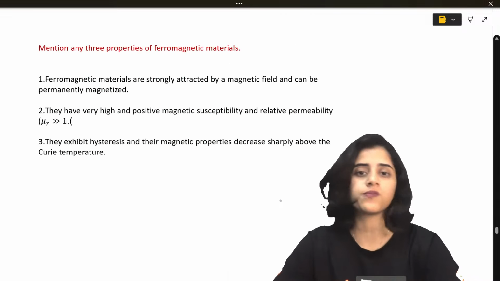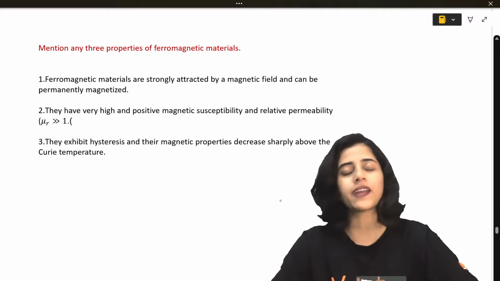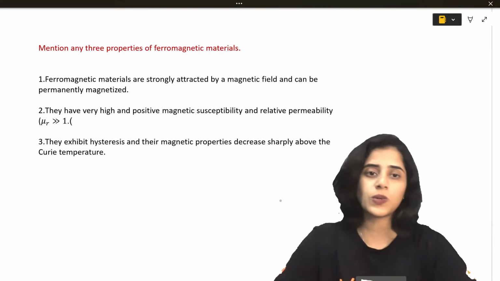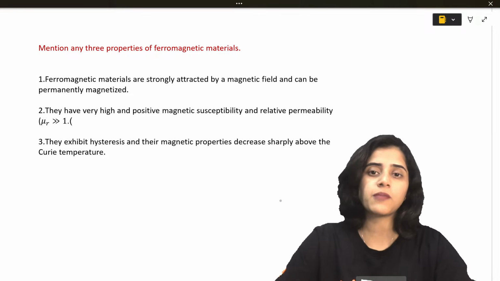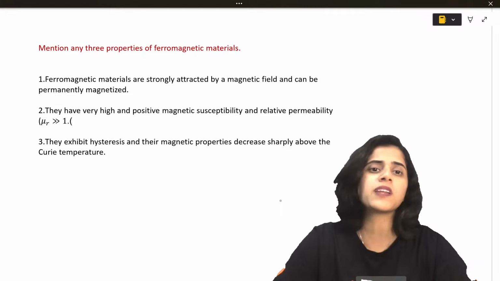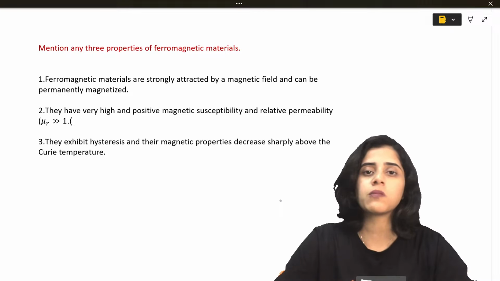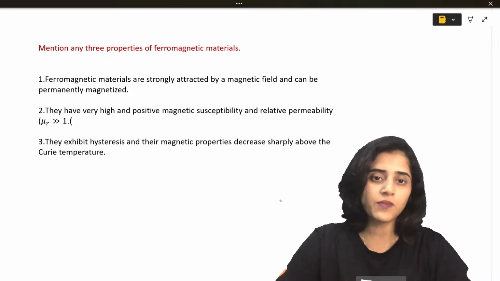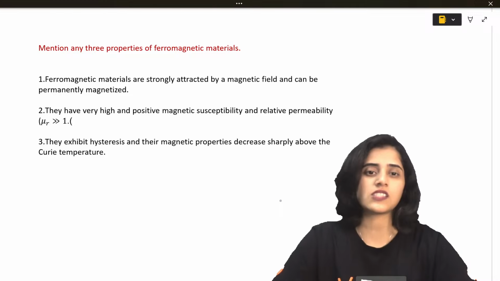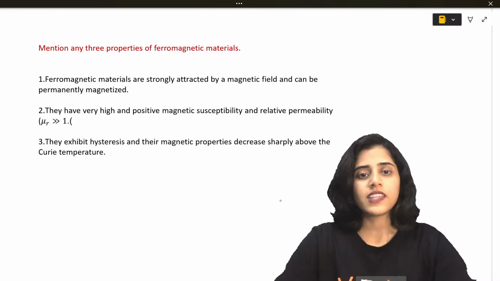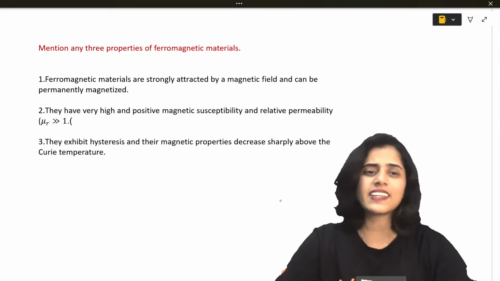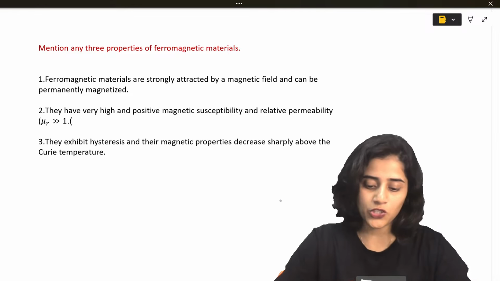Next question, ferro. Para, dia or ferro, anyone they can ask. So ferromagnetic materials are strongly attracted by a magnetic field and can be permanently magnetized. They have a very high and positive susceptibility and their relative permeability is greater than 1. They exhibit hysteresis and their magnetic properties will slightly decrease above Curie temperature.